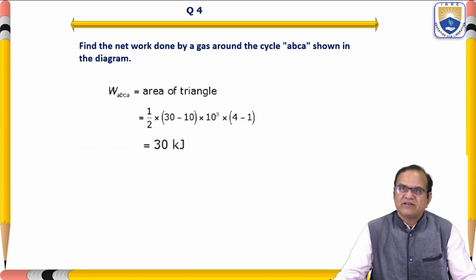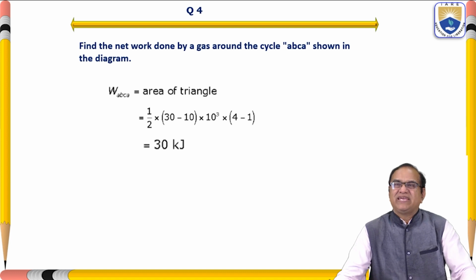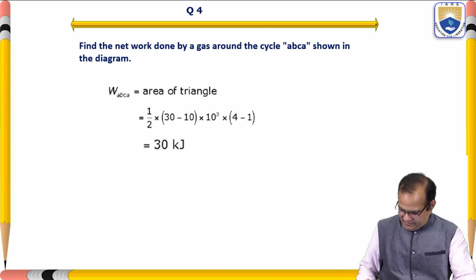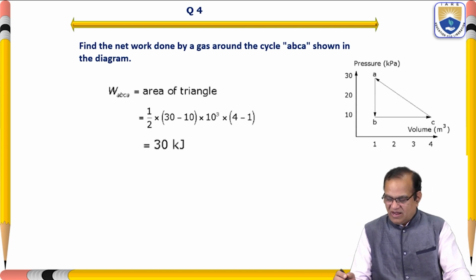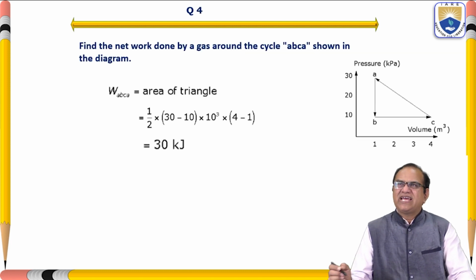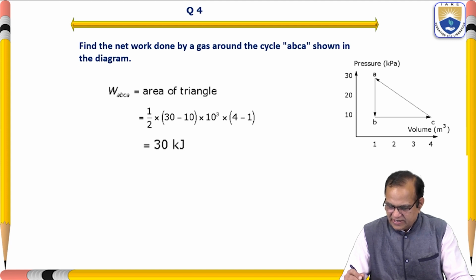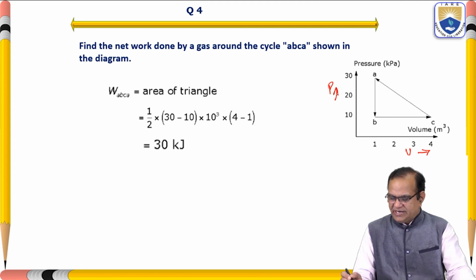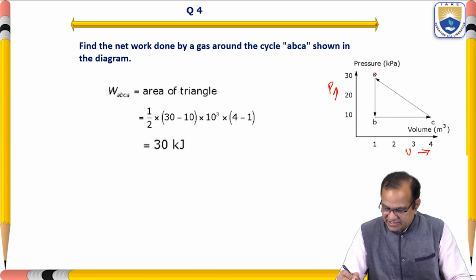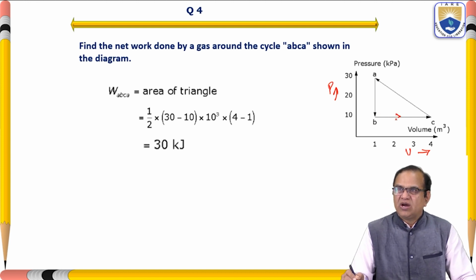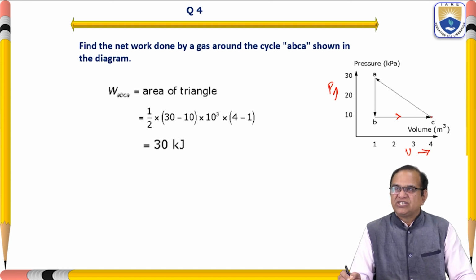So we have here, find the net work done by a gas around the cycle ABCA shown in the diagram. So we will see here that this is the diagram, and in this diagram, this is P and here is the V. Here it is A to B, it is going down at a constant volume. From B to C, it is moving at a constant pressure. And then it is C to A.